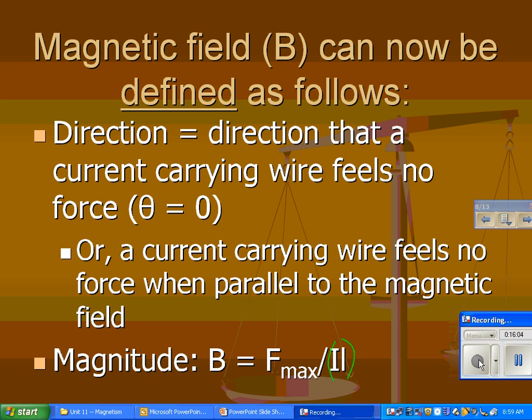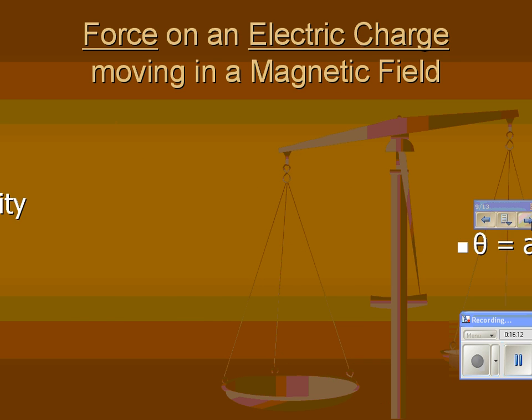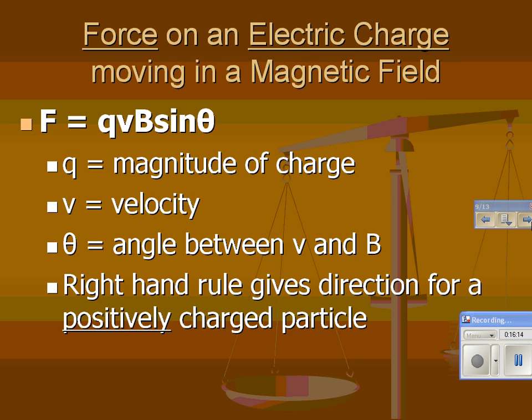What do you think that's determined by? How charged they are, the strength of the field, and how fast they're moving. Excellent. Okay? QVB, right? F equals QVB sine theta. Very similar to ILB sine theta, okay? Q is how charged the particle is. V is how fast the particle is moving. And theta is the angle between the motion of the particle and the magnetic field.